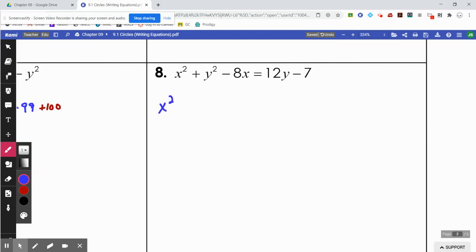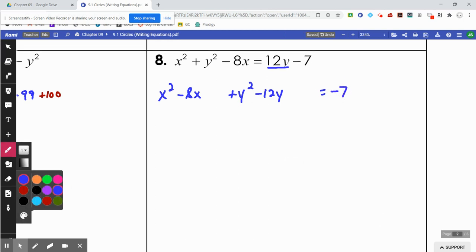Next one, group your x's, x squared minus 8x. Leave a space to complete the square. You have plus y squared. Let's move our 12y's over by doing minus 12y. Equals, move all constants to the right, and that is just negative 7. So now everything's grouped. Complete the square, half it, square it, gives you a positive 16. Add it to both sides. Half it, square it, gives you positive 36. Add it to both sides.